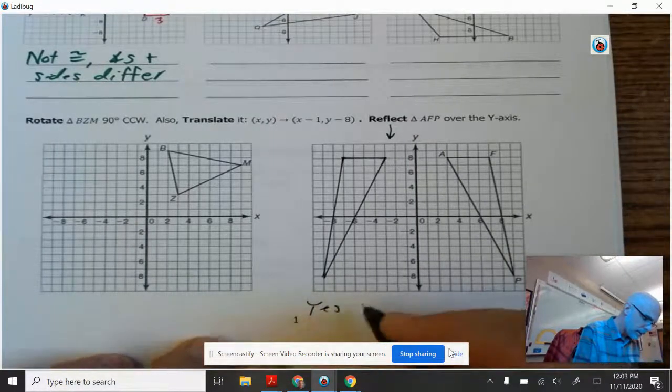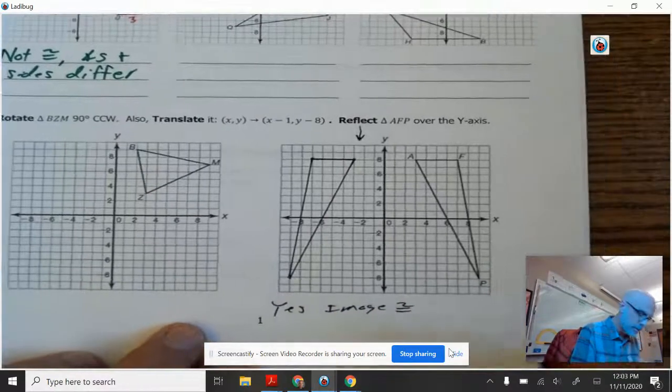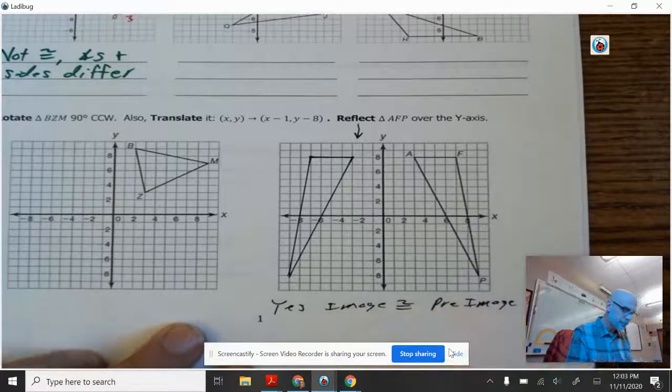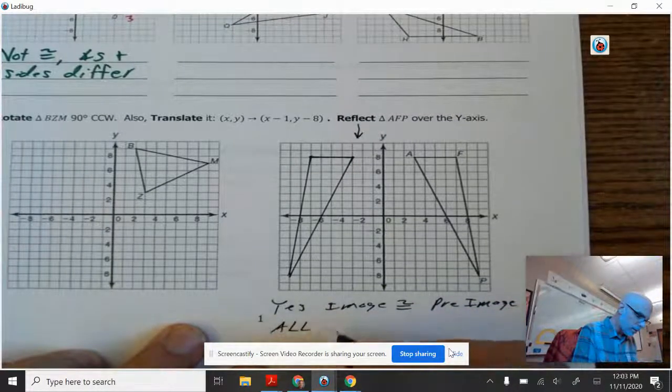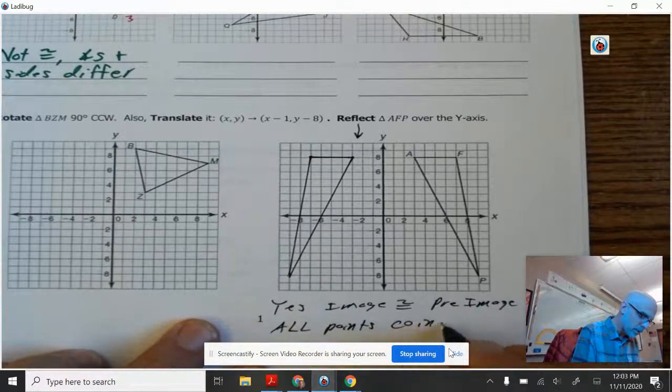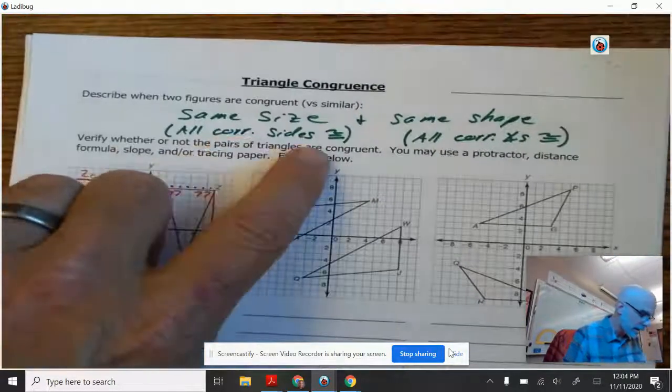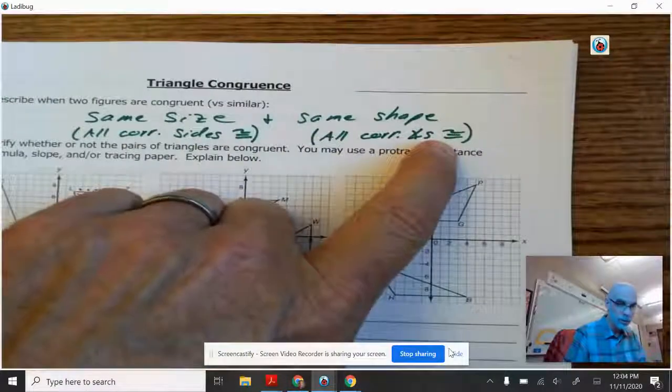Yes, image congruent to pre-image because all points coincide, I think was the word we used, which is essentially going to make all of the sides congruent and all of the angles congruent if all of the points coincide.